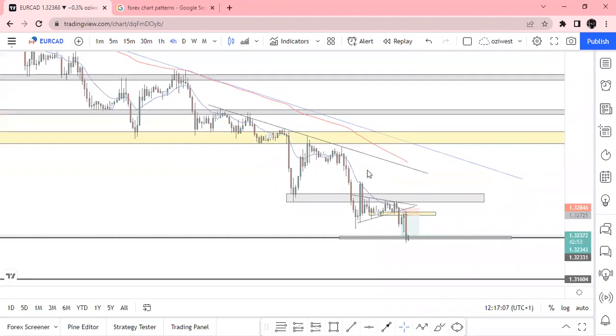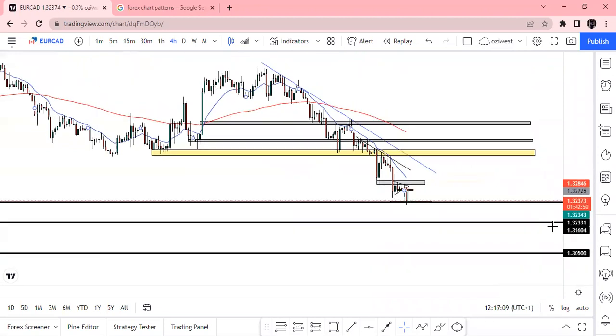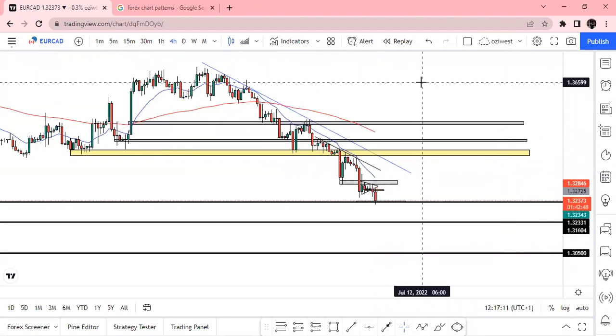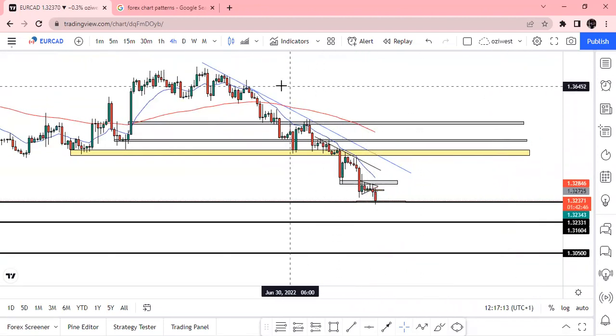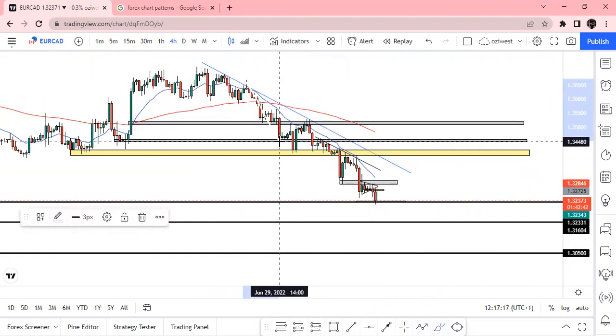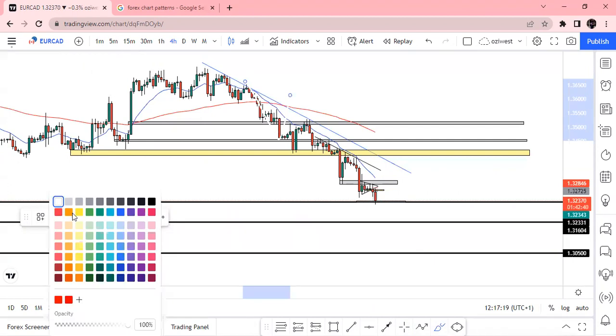We're now looking at EURCAD from the 4-hour time frame. We notice that price has been maintaining this bearish structure, forming lower lows. Let me change the color of that to red.